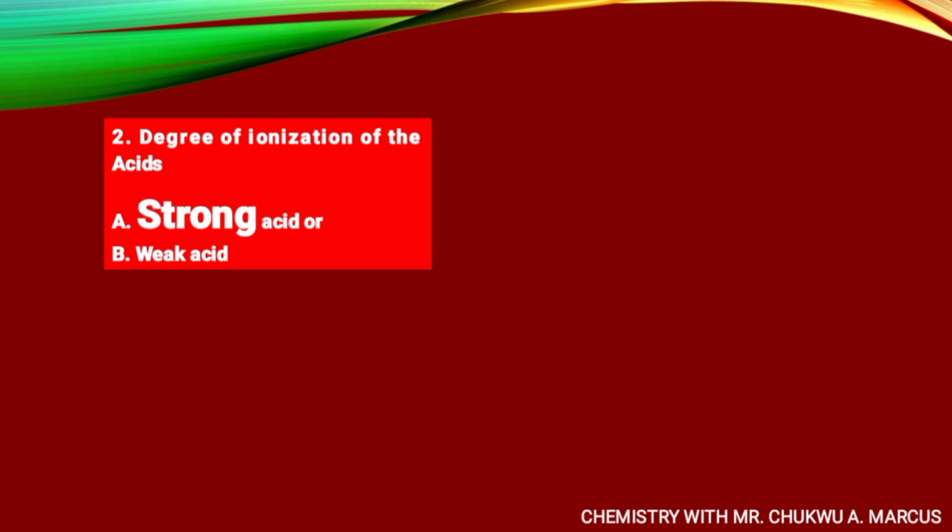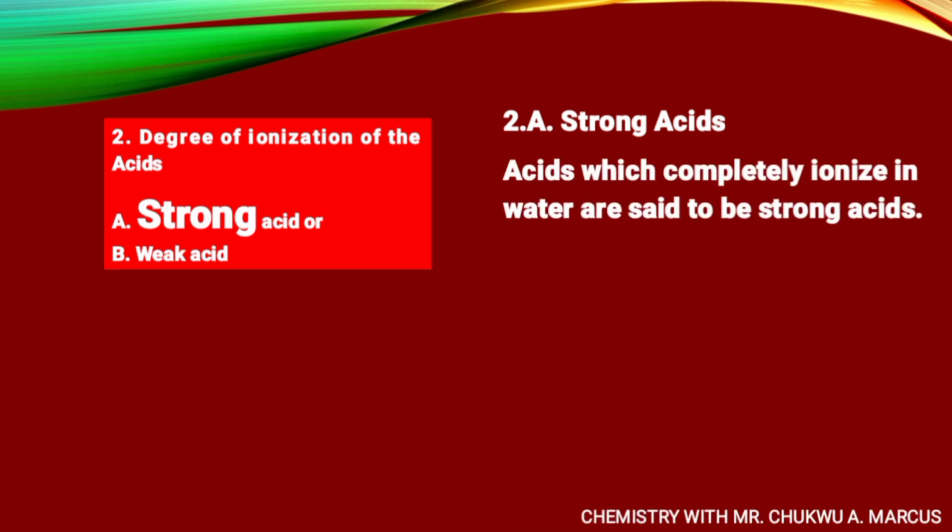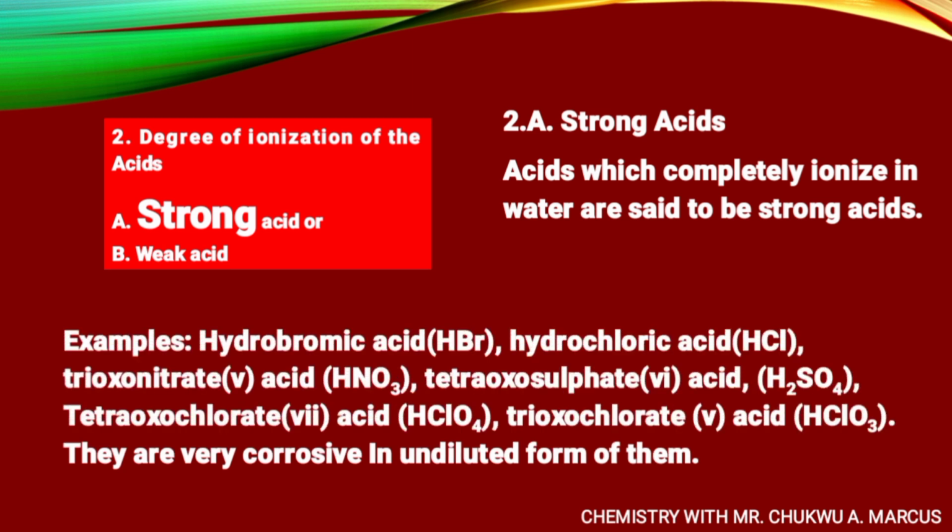So for mineral acid, we have strong and weak acid based on the degree of ionization. Strong acids ionize completely in water, that is, they dissociate completely in water to produce the hydrogen ion. So they are able to release the hydrogen in water. Examples of them include hydrobromic acid, hydrochloric acid, trioxonitrate(V) acid, and so on. Here I do not mention hydrofluoric acid because hydrofluoric acid, despite being in the line of hydrochloric, hydrobromic, or hydroiodic acid, is not a strong acid.